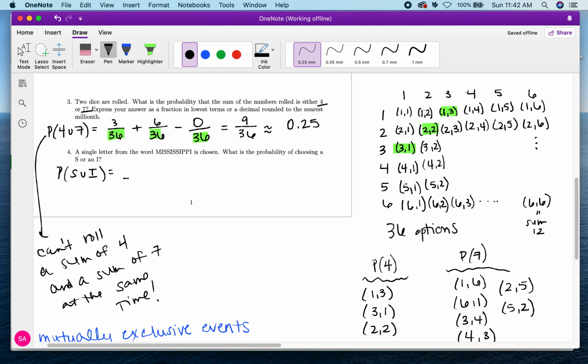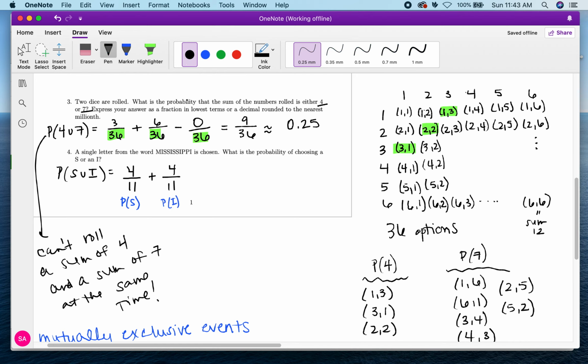So start with the probability of choosing an S. How many S's are there? 1, 2, 3, 4. And how many letters are here? 1, 2, 3, 4, 5, 6, 7, 8, 9, 10, 11. So there's 4 S's out of all 11 letters. The probability of us choosing that S is 4 out of 11. Plus the probability of choosing an I, and 1, 2, 3, there's 4 I's. 4 again out of 11. There's 11 letters. So that's the probability of choosing an I.